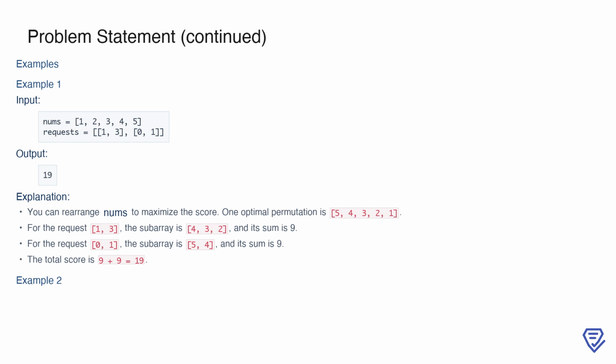To better understand the problem, let's look at an example. Suppose nums is 1, 2, 3, 4, 5, and the requests are [1, 3] and [0, 1]. In this case, you can rearrange nums to maximize the score. One optimal arrangement is 5, 4, 3, 2, 1. For the first request, [1, 3], the subarray becomes 4, 3, 2, and its sum is 9. For the second request, [0, 1], the subarray is 5, 4, and its sum is 9. Adding these two results together gives a total score of 19. This demonstrates how rearranging nums strategically can lead to the maximum possible score.